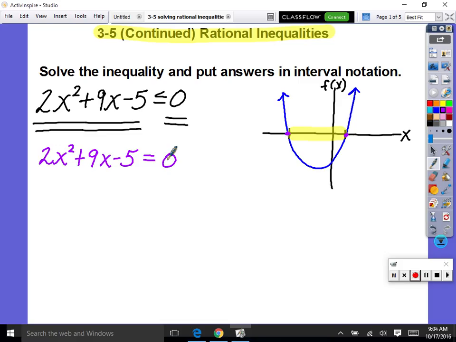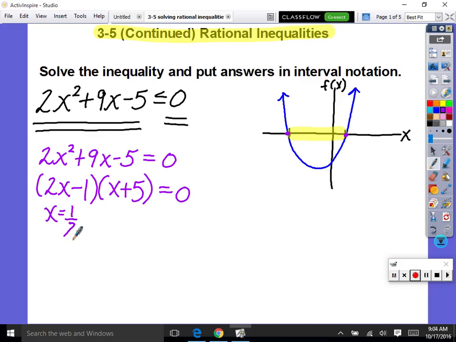So we would solve by factoring. So this is going to factor to be what multiplies to be a times c, adds up to be b. I'm just going to show you, you should be able to do that pretty quick. So this would factor to be 2x minus 1 times x plus 5. You could go through the whole process. Now we would get x is equal to positive 1/2 and x is equal to negative 5. So that's negative 5. This is positive 1/2.